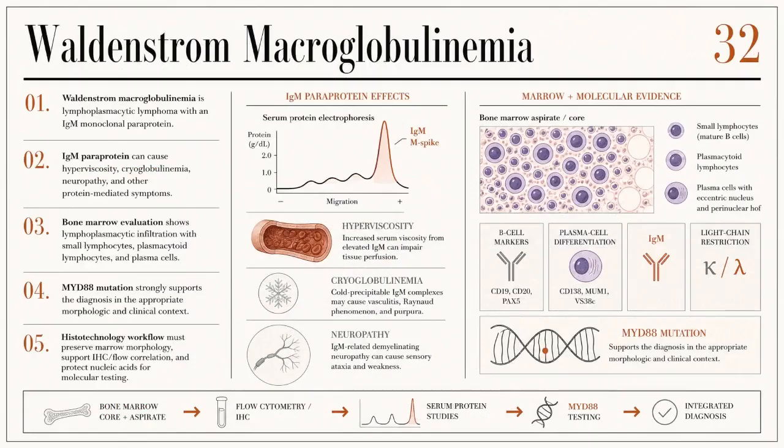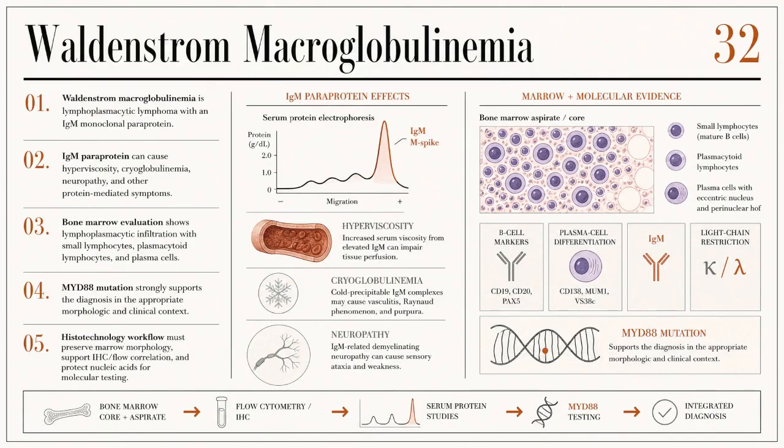Waldenstrom macroglobulinemia, or WM, is a lymphoplasmacytic lymphoma distinguished by the production of a monoclonal IgM paraprotein. This IgM protein is not merely a laboratory finding. It has profound clinical implications that directly influence patient symptoms and treatment strategies. Patients often present with manifestations related to hyperviscosity syndrome, including visual disturbances, headaches, and bleeding tendencies. These symptoms arise because the elevated IgM increases serum viscosity, impairing microcirculation and leading to complications such as retinal hemorrhages or neurologic deficits.